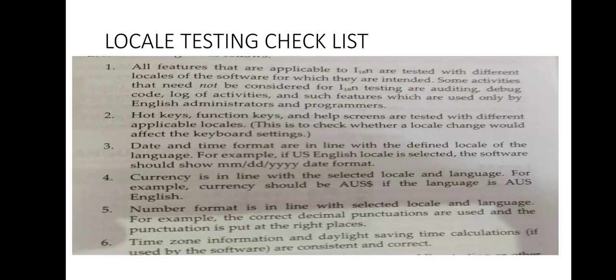Some activities that need not be considered for internationalization testing are auditing, debugging and log off activities. These have to be checked by testers properly. Testers should also check that hotkeys, function keys, and help screens are tested with different applicable locales. This is to check whether a locale change would affect the keyboard setting or not. That means accessibility issues are also related to locale testing.